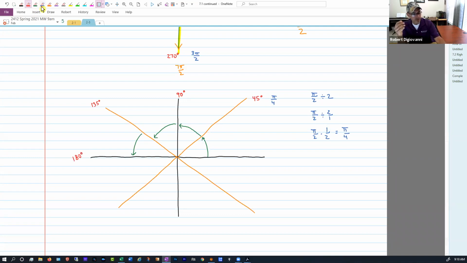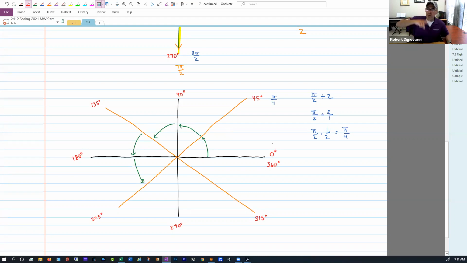And then I just keep doing this. For degrees, it's easy because these numbers are easy. You just keep adding 45 each time. So what do we got here? 225. This will be 270. And then we add another 45. So what do we have? 315. And then we come back around. This would be 360. Oops, I forgot to put 0 here, 0 degrees.